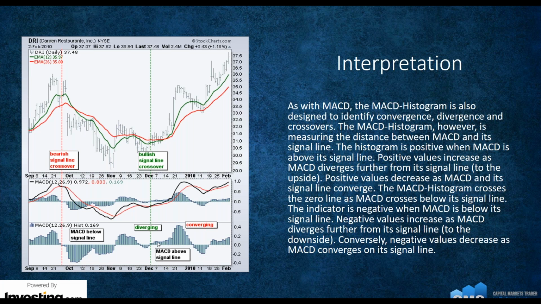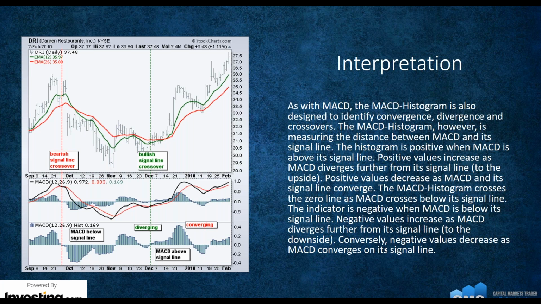And if we take that histogram and then drop volume underneath of it and put support and resistance on our charts, we could have the basics of really a whole trading system. So the MACD histogram crosses the 0 line as MACD crosses below its signal line. The indicator is negative when MACD is below its signal line. Negative values increase as MACD diverges further from its signal line.